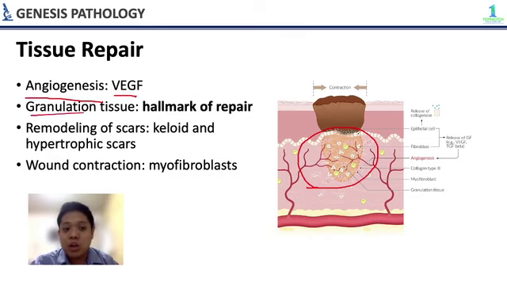Next, you have magkakaroon ng granulation tissue, which is the hallmark of repair. So, pag for example, naglilinis kayo ng mga pressure ulcers, tapos nakikita nyo parang meron na doon granulation tissue, which is parang bright red, parang bumpy siya. That is granulation tissue, and that means gumagaling na yung sugat.